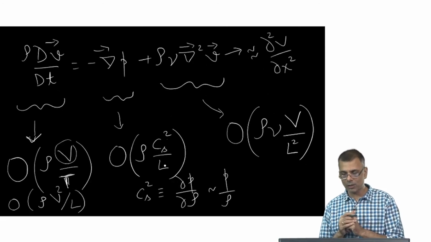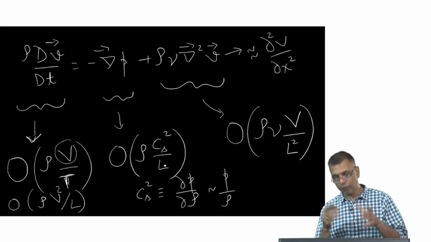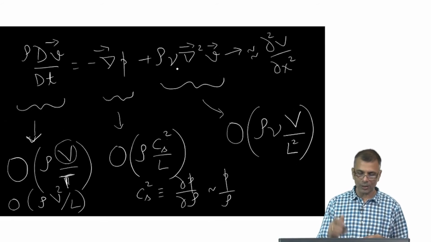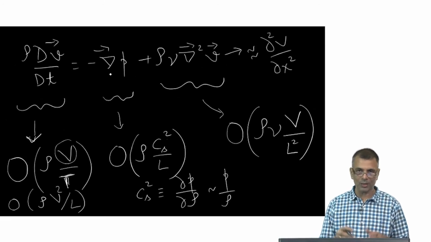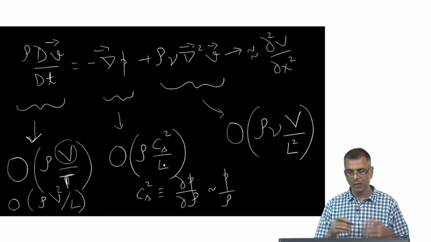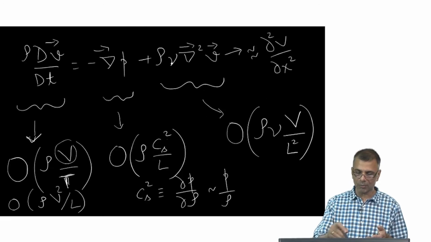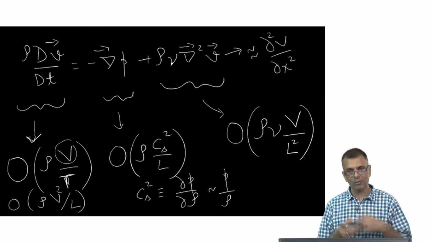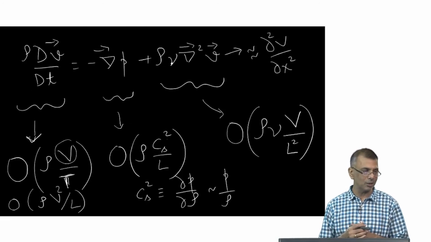Now we are in a situation to say, if I claim that this term is smaller than this term, or this term is smaller than that term, then all I need to do is essentially divide this by this, for instance, to compare the magnitude of this term to this term. And this gives rise to the concept of dimensionless numbers.